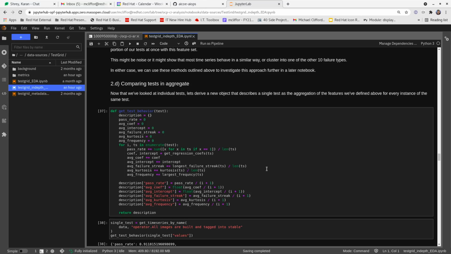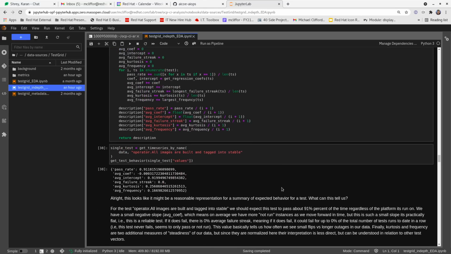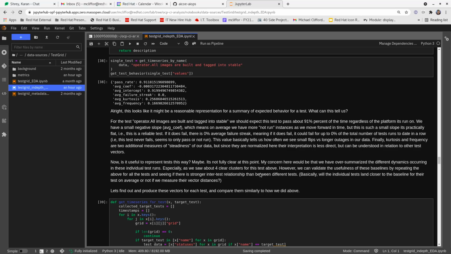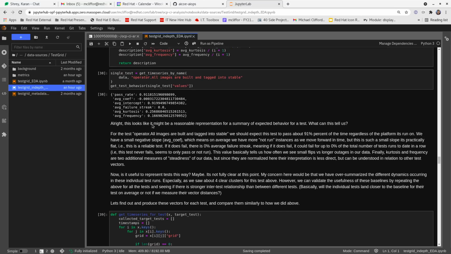In order to do that, we can take all the tests of the same kind and generate an average of each of these statistics, and set that as the bounds of expected behavior for these tests, so that we can compare new ones in the future. So again, for every test, we would have a pass rate, slope, intercept, failure streak, kurtosis, and frequency averages. And this could tell us something about how we would expect the test to run.